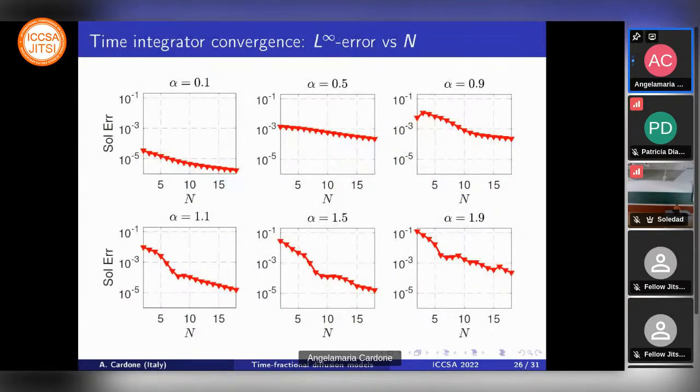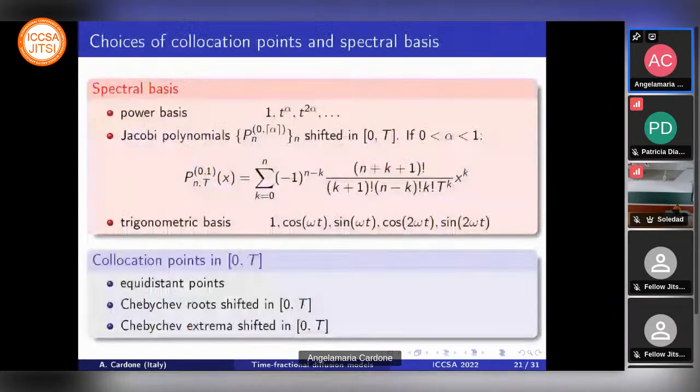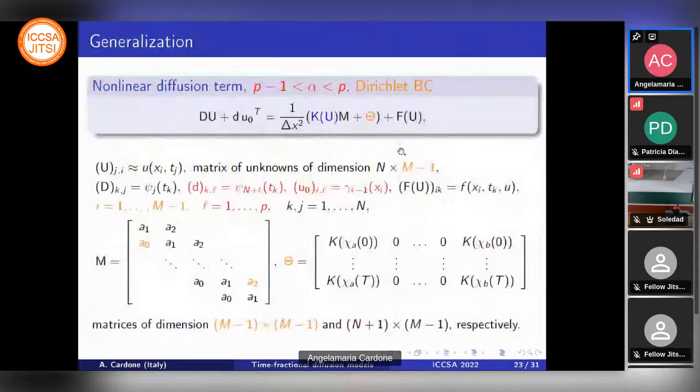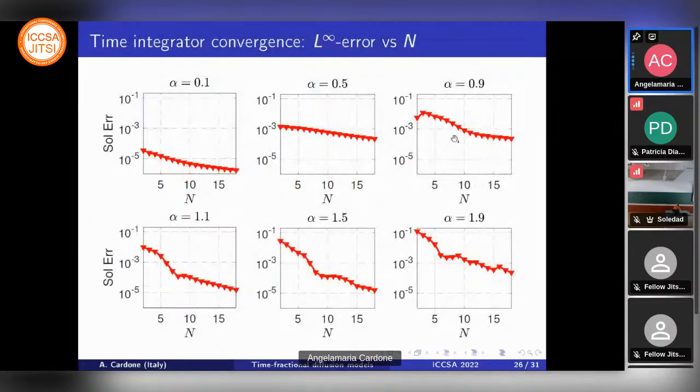And here we observe the decrease of the error with respect to n, where n, I remind you, is the number of functions of the basis Pj. And so we observe that in all cases, here we vary alpha, we observe an exponential convergence. I also have to say that here we have used a logarithmic scale along the y-axis. In the various cases we have different rates of convergence, but in any case we observe exponential convergence.